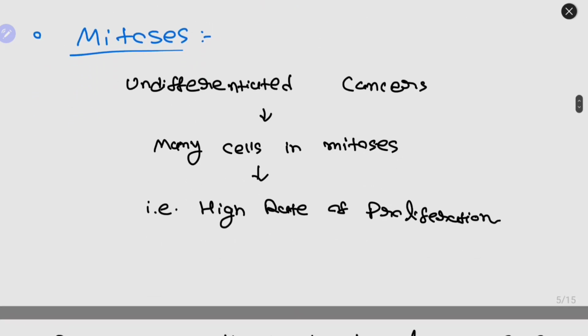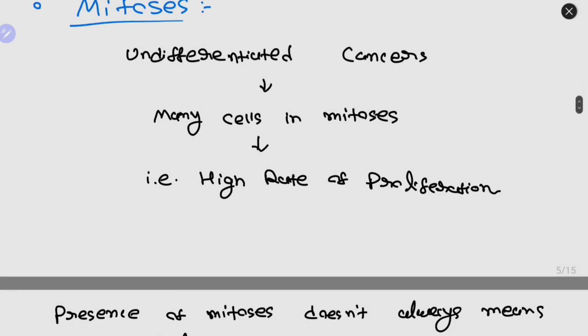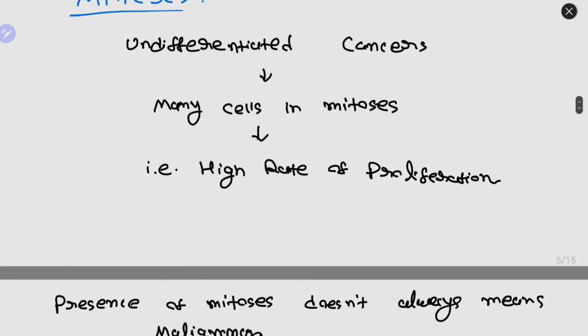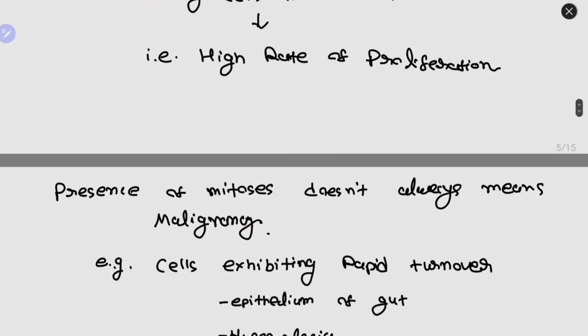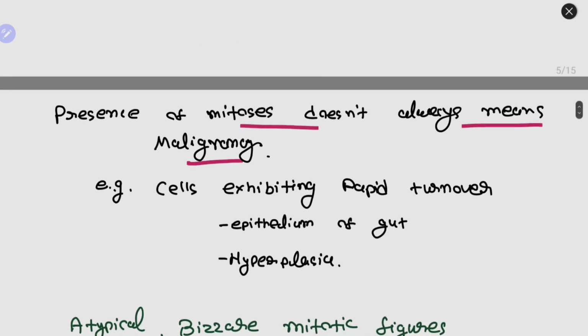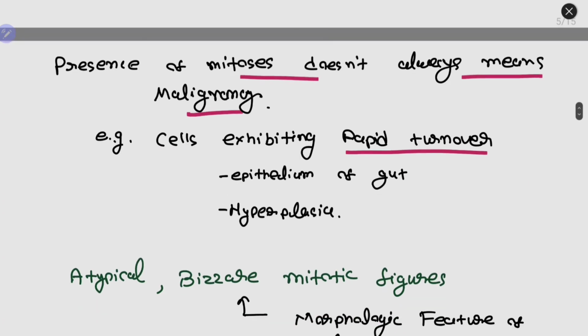The other morphologic feature we are going to see is mitosis. We have talked earlier about mitosis, as these would be undifferentiated and fast growing cells. There we can see many cells in mitosis, which tells us that there is a high rate of proliferation. But if we see many mitoses in a biopsy, we can't directly say that these are malignant cells. That means mitosis doesn't always mean malignancy. It is possible that some cells exhibit rapid turnover, like the epithelium of the gut. It is continuously shed off and grows rapidly, so mitosis can be seen frequently.